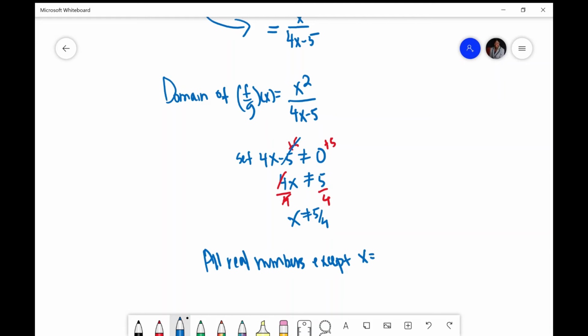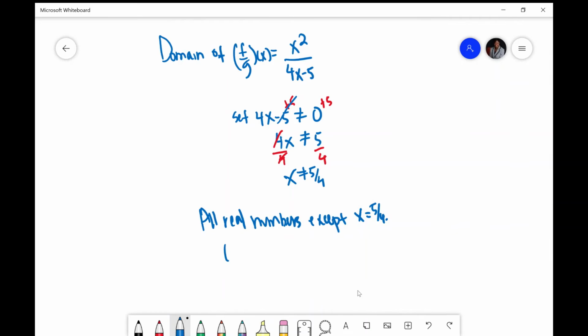x equals 5/4. Or you could write it in interval notation like negative infinity to 5 over 4. Parentheses, because we do not want to include 5 over 4 in the domain, since it would cause the denominator to equal 0. Union 5 over 4 to infinity.